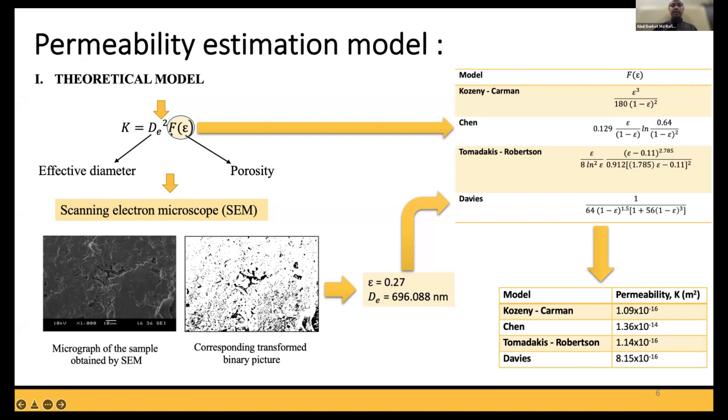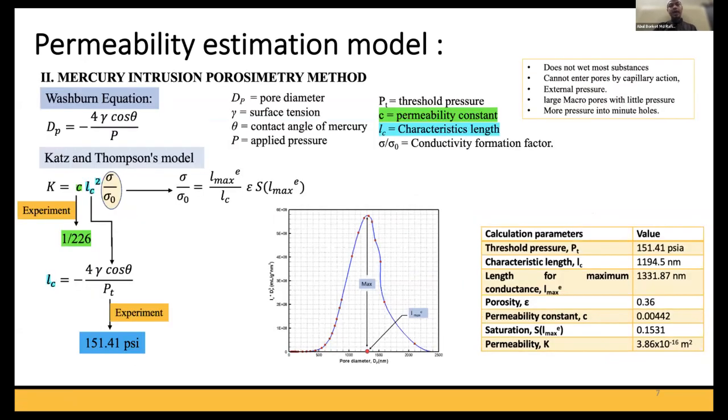The function of the porosity is different for different models. Different researchers have given different models, and we inserted this porosity and effective diameter into the main equation, and we determined the permeability of the porous ceramic tile. So this was our theoretical study. And next we did two experiments.